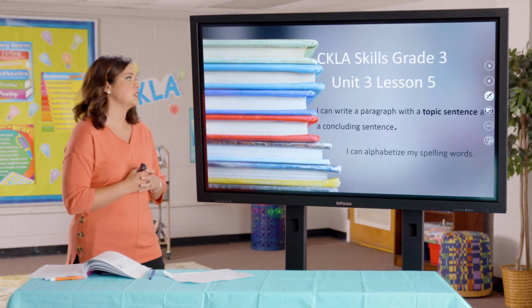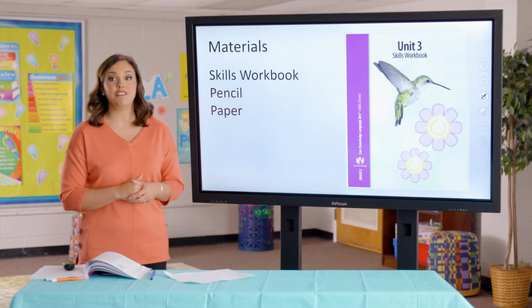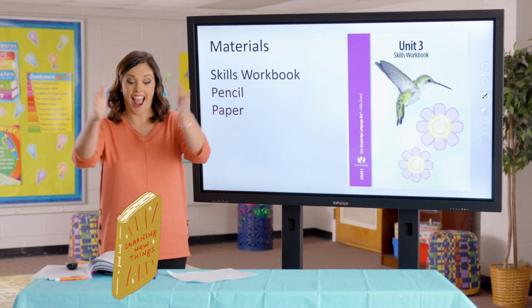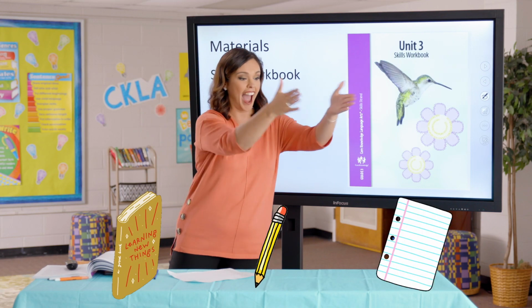Today's objectives are: I can write a paragraph with a topic sentence and a concluding sentence, and I can alphabetize my spelling words. The materials you'll need for this lesson are your Skills Workbook, pencil, and a piece of paper.